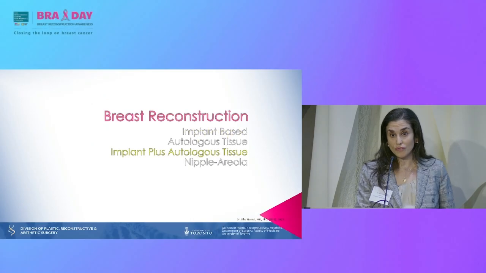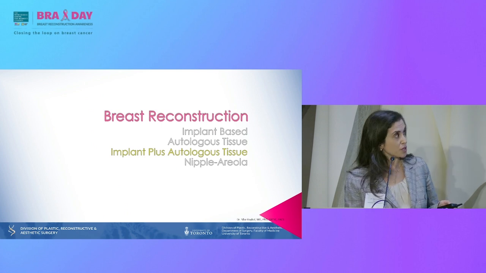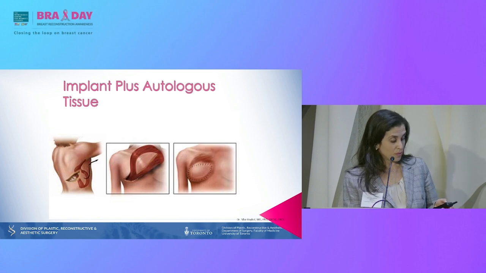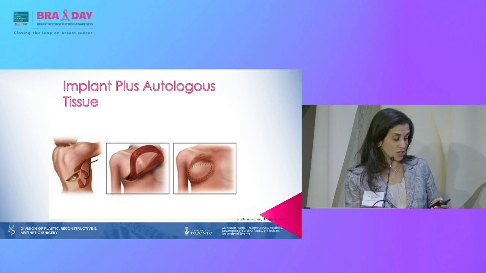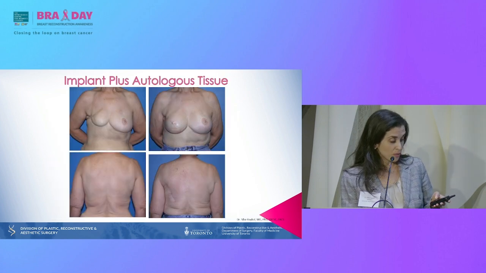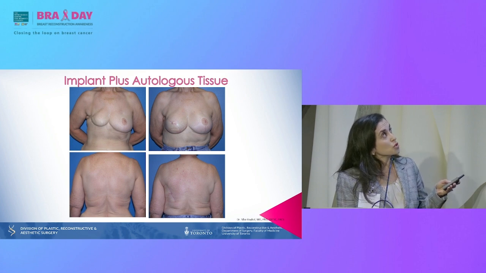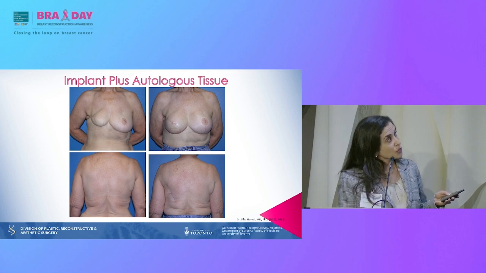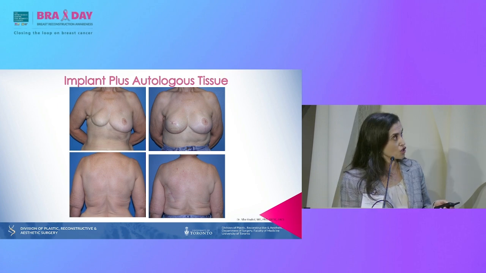There is another option of using your own tissue in combination with an implant or a tissue expander. This is an example of the back flap or the latissimus dorsi flap, where we take skin and fat and the muscle from the back and we swing it over to the front in combination with an implant or a tissue expander. This is done, for example, in cases where we lose part of the breast, so a partial mastectomy or a lumpectomy, and we can use that in combination with an implant in order to augment the breast and to give it a nice shape.